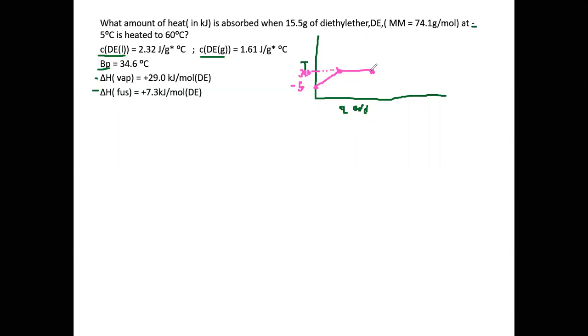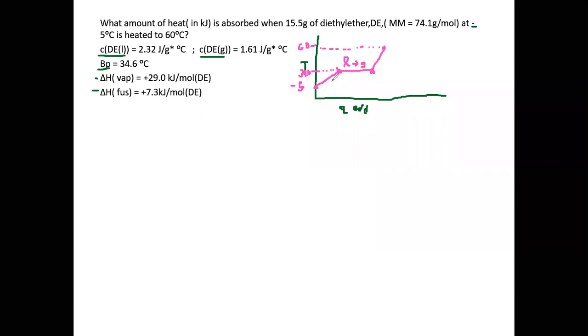Then after all the liquid gets converted into gas, so L to G, the temperature increases until our final temperature of 60 degrees Celsius. So this is what the heating curve of this transition or this change is going to look like.